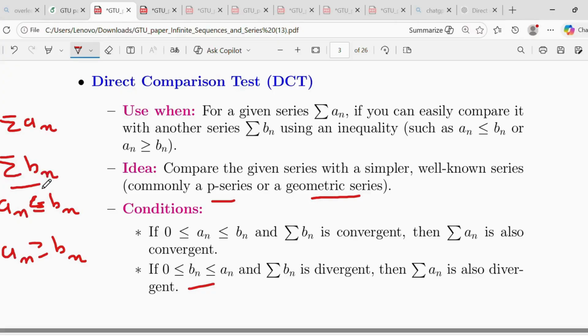geometric series, then we can easily find its convergence. So we know the convergence of series bn. Second, if this condition is satisfied, an is less than or equal to bn and bn is convergent, then what will we conclude? Series an is also convergent. And if bn is less than or equal to an and bn is divergent, then series an is also divergent. Here we are comparing series an with the new series bn with this type of inequality. So this test is known as the direct comparison test. Now we are applying this test to our sum.